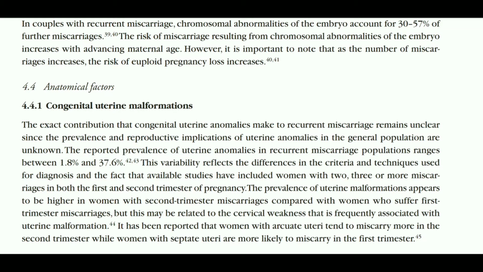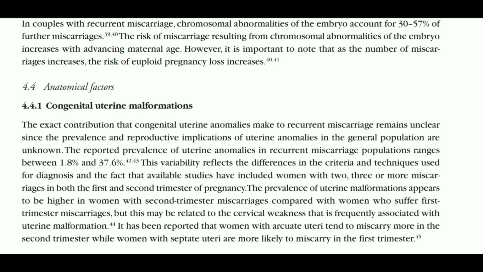Okay, and this variability reflects the differences in the criteria and technique for diagnosis, and the fact that the various studies have included women with 2, 3 or more miscarriages in both first and second trimester pregnancy. Okay, the prevalence of uterine abnormalities appears to be higher in women with second trimester miscarriages compared to women who suffer first trimester miscarriage, but this may be related to the cervical weakness that is frequently associated with uterine malformation.